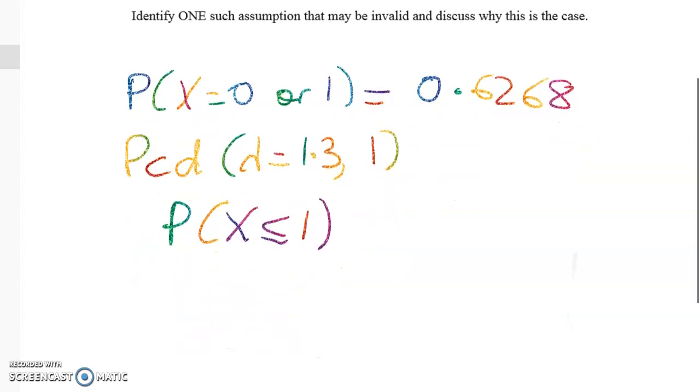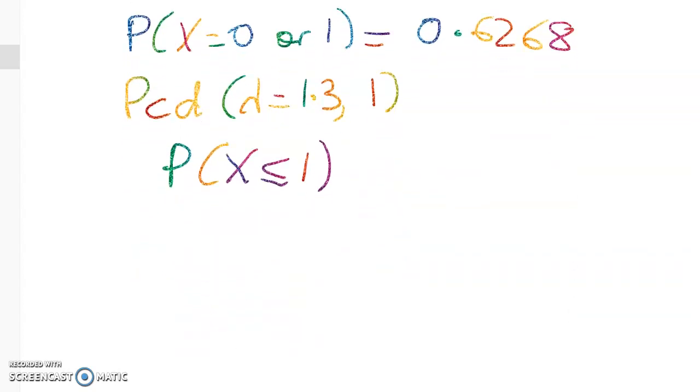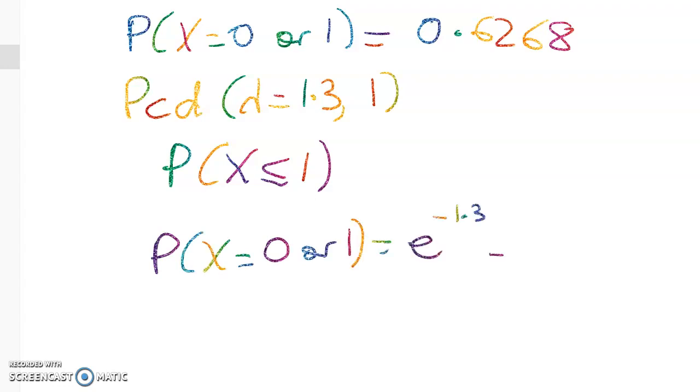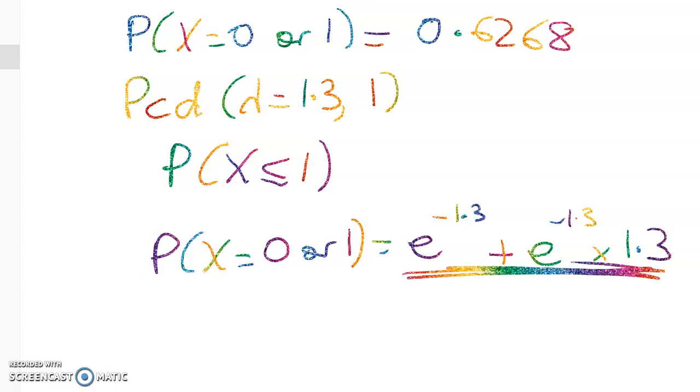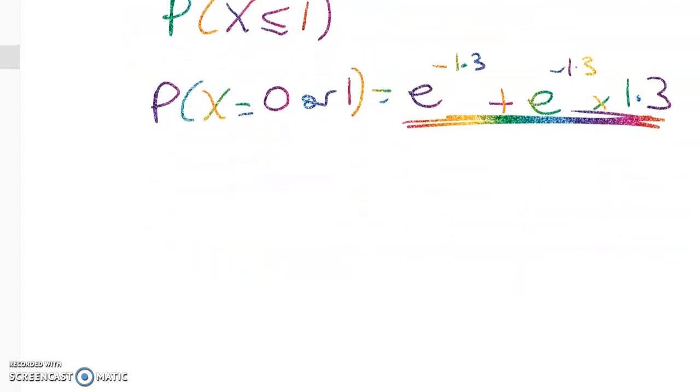So if you're watching this and you're in my A-level class and you're sitting level 3, then you'll probably do this directly with the formula, and the formula will give you the same thing. So we have the probability that x is equal to 0 or 1, and that's going to equal e to the negative 1.3 plus e to the negative 1.3 times 1.3. So if you're sitting there with a graphics calculator wondering when will I ever use this formula, well, you might use it in some harder problems.